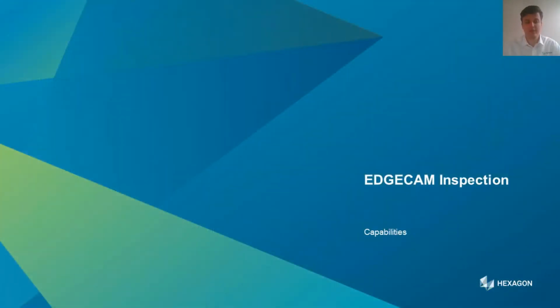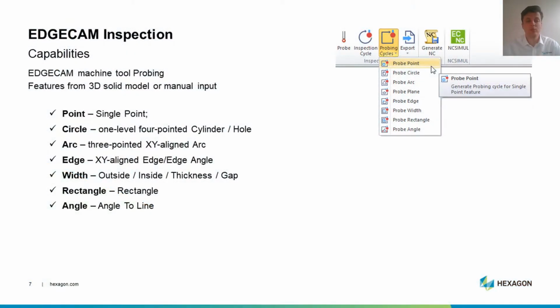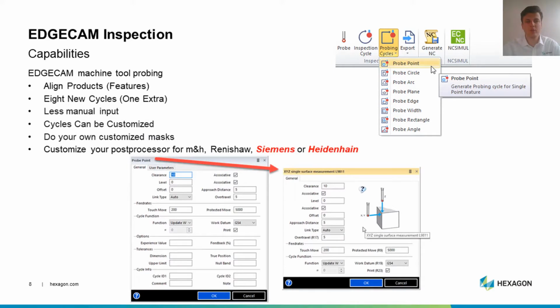Let's look at capabilities. Most of the machine tool probing cycles are limited. You are only able to create a 4-point cylinder or a 3-point arc. EDGECAM probing cycles are looking into the selected feature. If you select the wrong feature, it gives you an error. If you select the right feature, it will generate the toolpath. The new EDGECAM probing cycles give you an opportunity to do less manual input. You can customize the dialog boxes. You are able to save your own masks. And because of that, you can support the Siemens and Heidenhain cycles as well.